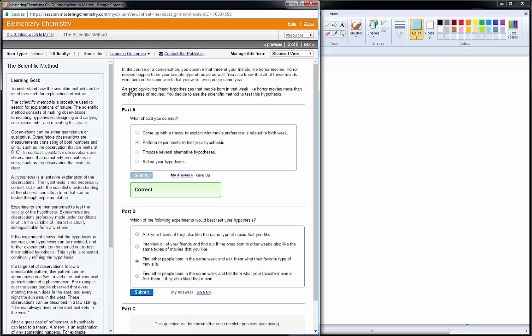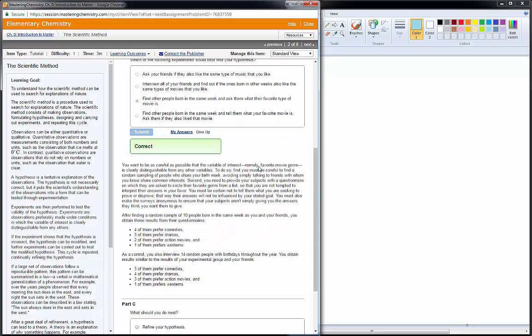Because that takes care of the astrology portion of it, right? If you find people born in other weeks, then you're already taking people who would have different astrological signs, for instance. Now, if you find other people born in the same week and tell them and then ask them if they liked that movie, then you are leading them to the conclusion that you want them to give. And so just asking them blankly, without giving them any idea why you're asking them, is a much better way to get good results. So the variable of interest is distinguished from other variables.